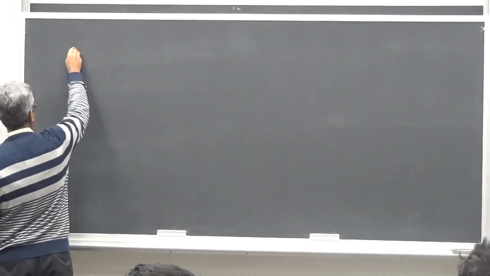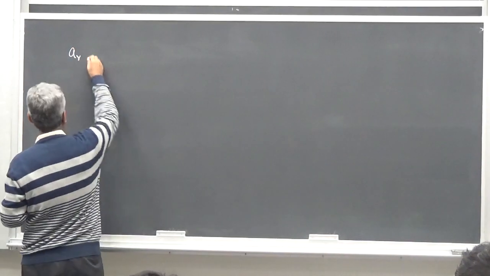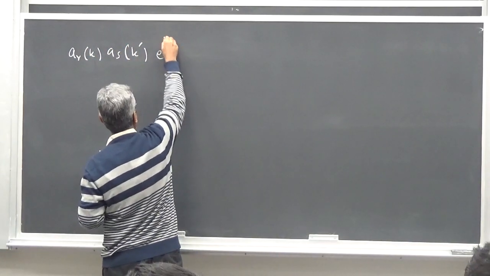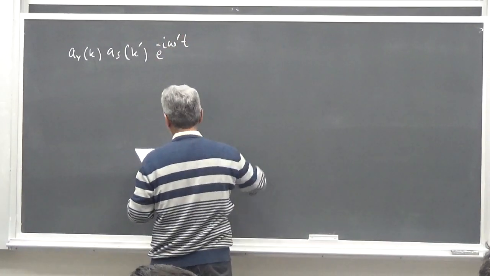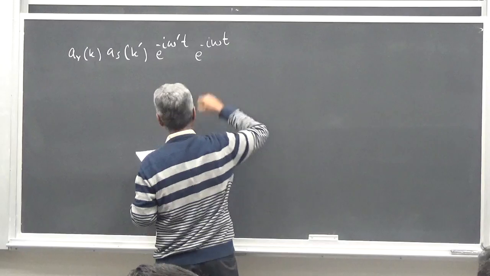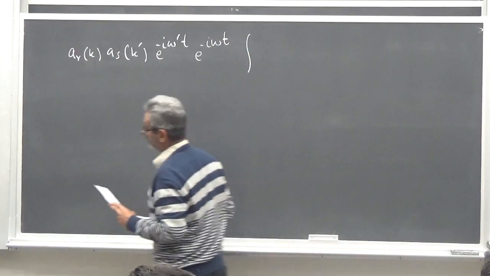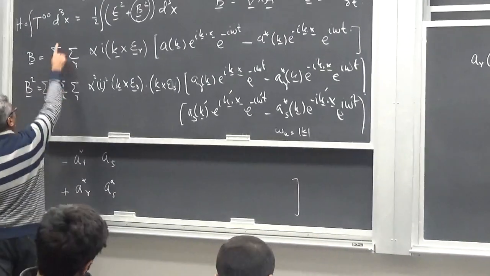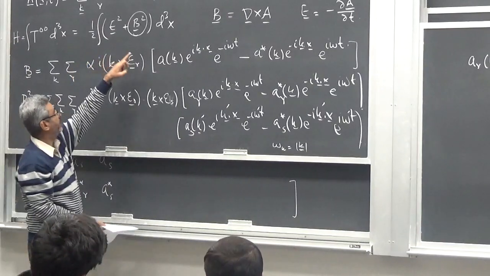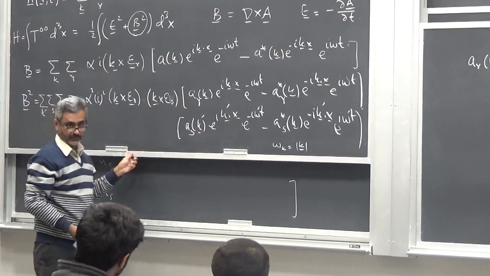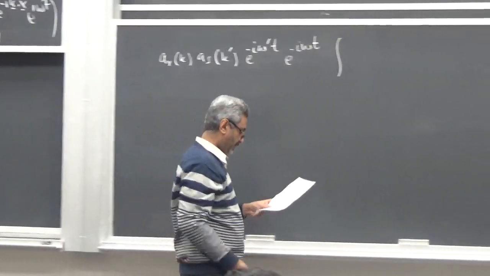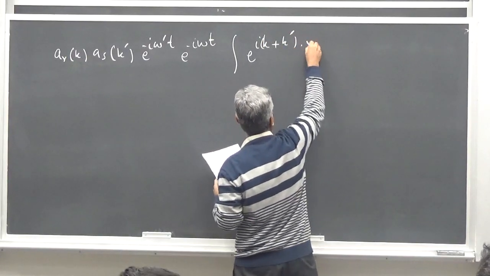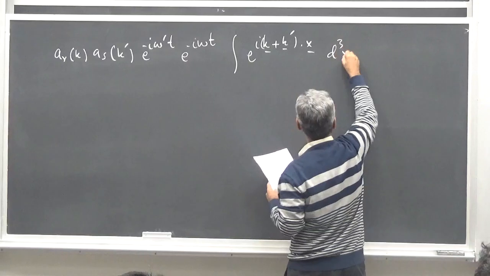So let's look at the first one. AR of K, AS of K prime, e to the I omega prime t, and e to the I omega t. Okay, so we're going to take this b squared and put it back in here, right? So there is an integral over d3x as well there. And so this becomes e to the I k plus k prime dot x d3x.